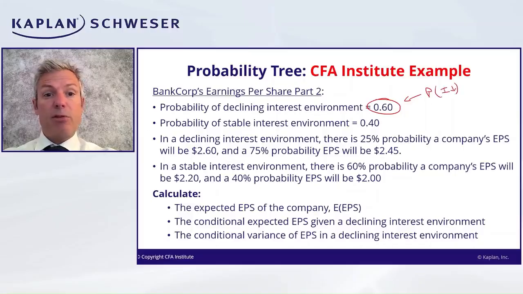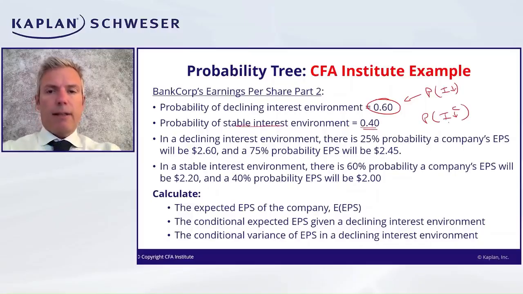The probability of a stable interest rate environment, which seems to be the complement of rates going down, is 0.4. In a declining environment, there's a 25% probability a company's EPS will be 2.60, and a 75% probability it will be 2.45.